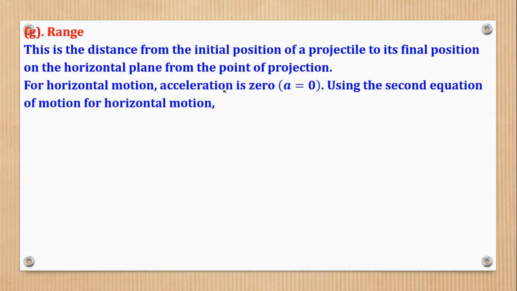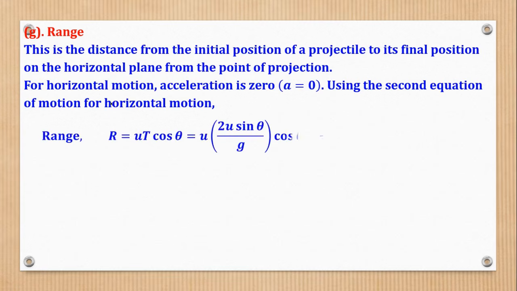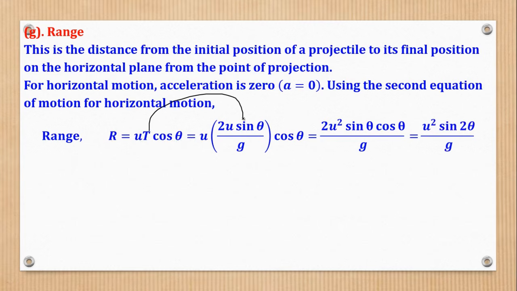So when you consider horizontal motion, remember horizontal motion is not affected by gravity, meaning acceleration has to be 0. So when you consider the second equation of motion, we shall come up with our range being equal to u cos theta times capital T.